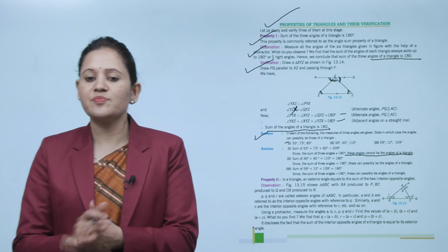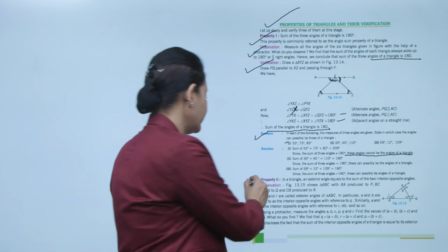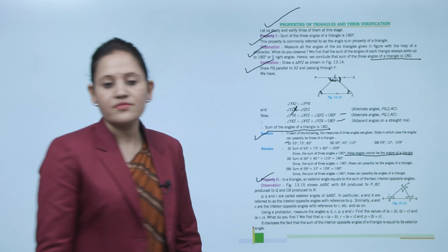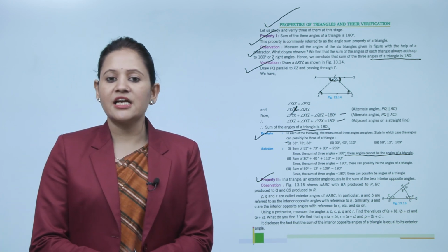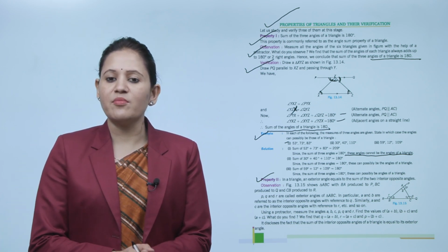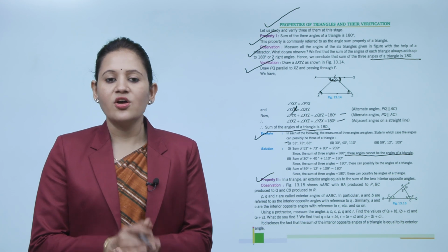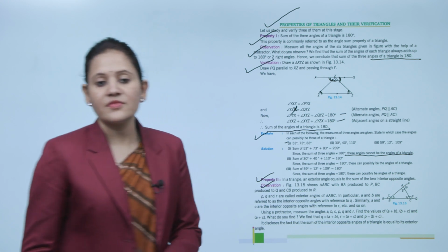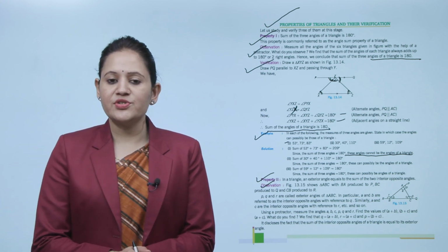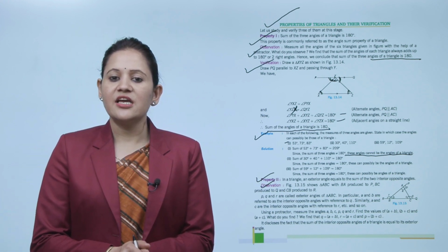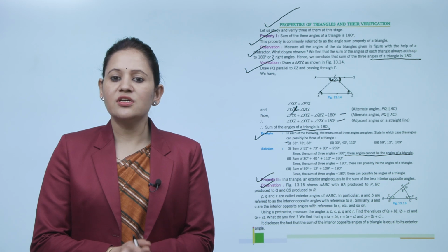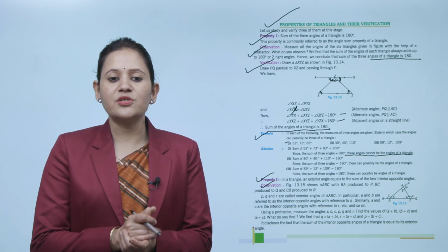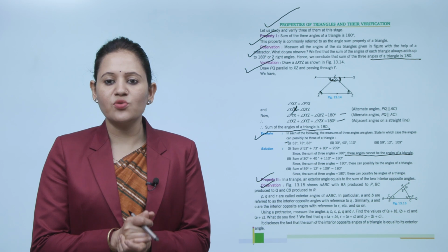Clear? Next is property 2. In a triangle, an exterior angle is equal to the sum of the two interior opposite angles. Observations. Figure 13.15 shows the triangle ABC with BA produced to P, BC produced to Q and CB produced to R.